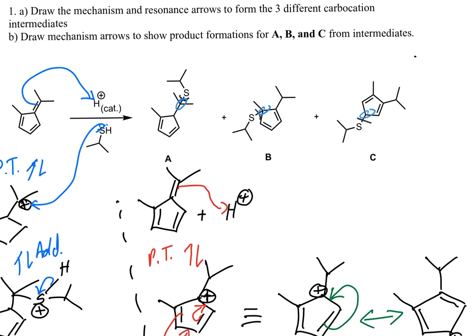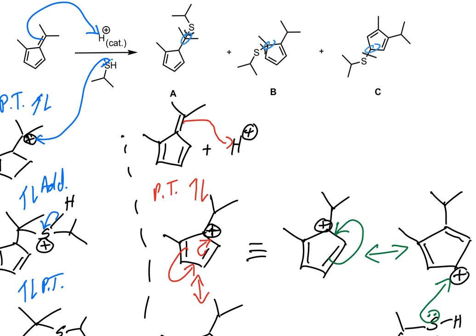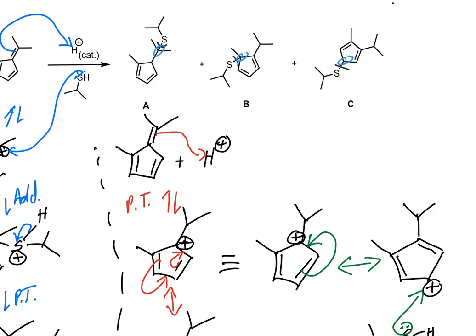Something to think about. The first one's maybe the most simplest one. Make a tertiary carbocation. Sulfur adds in. Proton transfer, that gets you to A. Right? Easy enough. If we go here, we could also go the other way though, right?